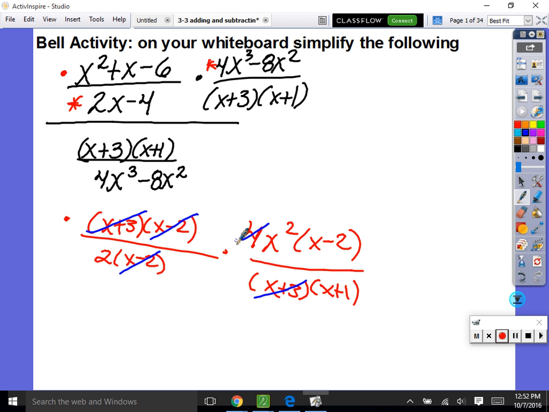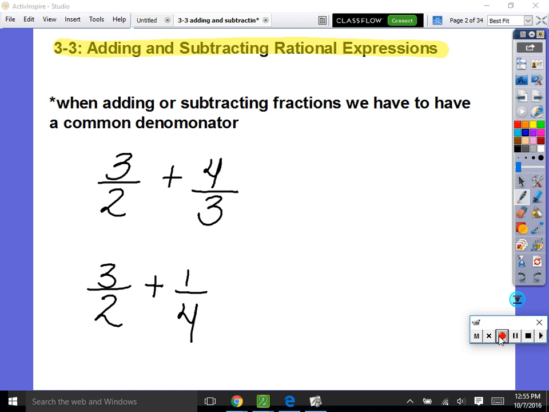4 and 2 become 2 and 1, correct? And then that's everything. So we multiply straight across on top. We have 2x squared. Let's leave it factored. And then x minus 2. And on bottom, all we have left was x plus 1. A lot of you got it right. Way to go. Now we're going to be adding and subtracting rational expressions.